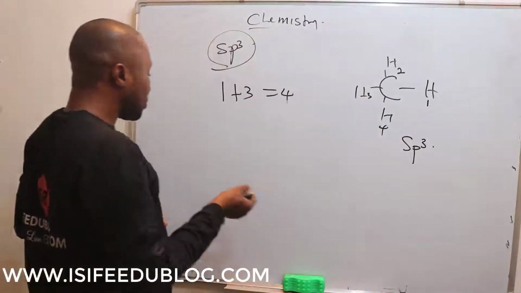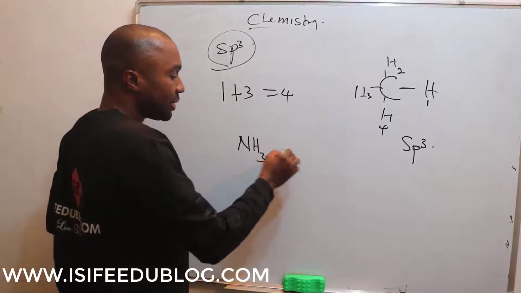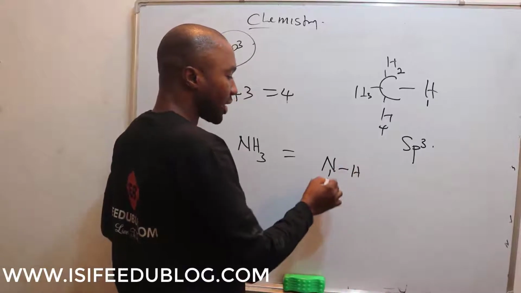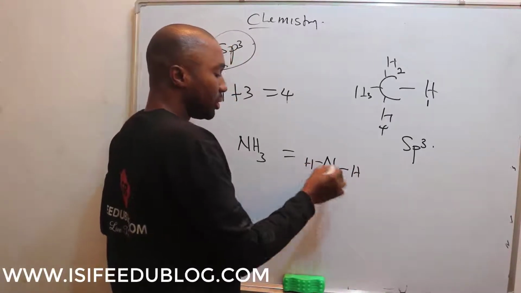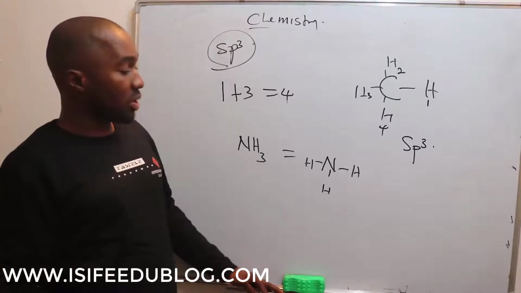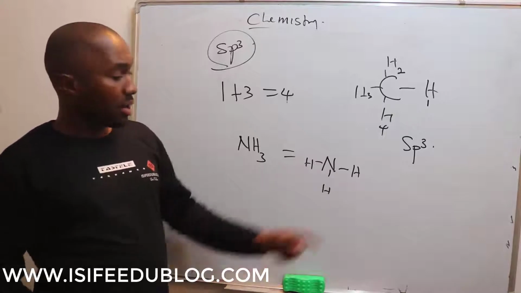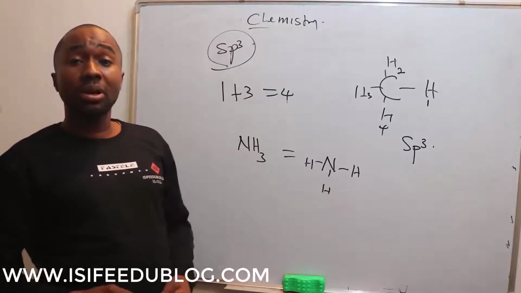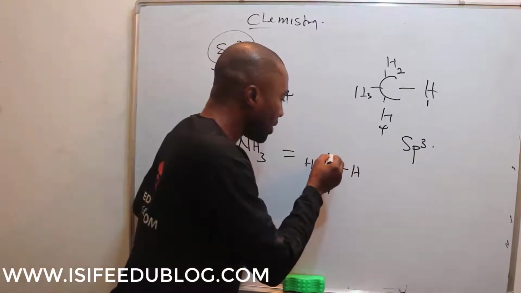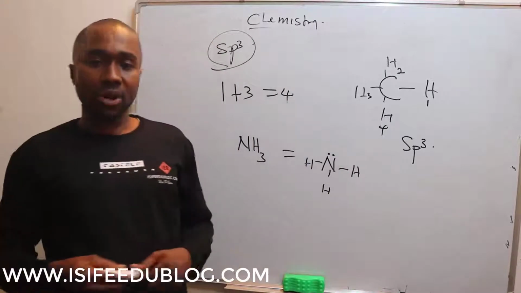Even if I have this compound now, ammonia, NH3, the structure of ammonia is this: nitrogen bonded to 3 hydrogen. And you know that every element tries to attain either octet or duplet configuration. So the nitrogen atom has 6 electrons here, 2, 4, 6. It's still looking for 2 more electrons to become 8. So there will be a lone pair of electrons here to make it octet configuration.